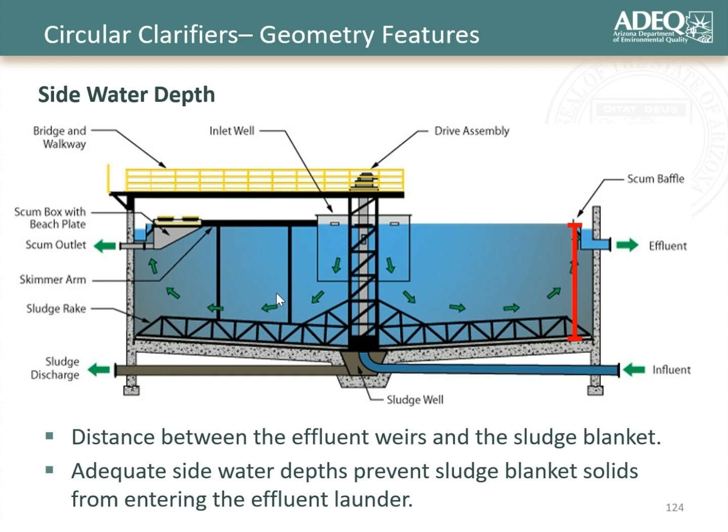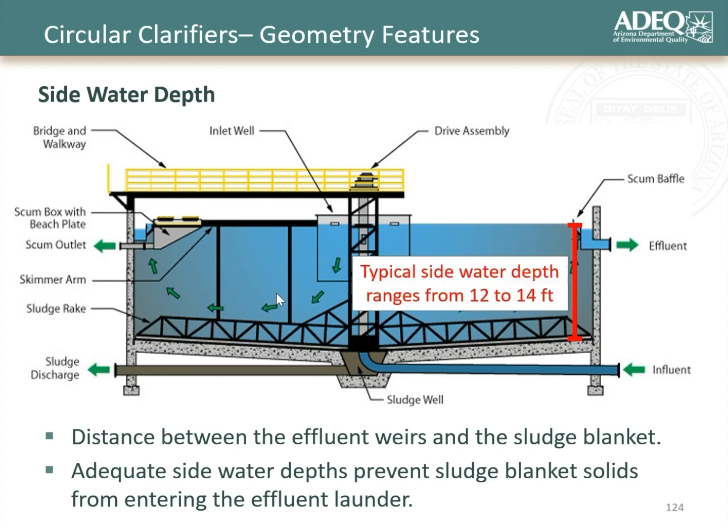Certain key geometry features are associated with wastewater treatment clarifiers. Number one, the sidewater depth. The typical sidewater depth of clarifiers is 12 to 14 feet. There's some that are a little bit shallower, some that are deeper, but 12 to 14 feet is a good range for the depth of your clarifier. It allows enough sidewater depth so you can build up a sludge blanket and not immediately get a washout of solids under a high flow situation.